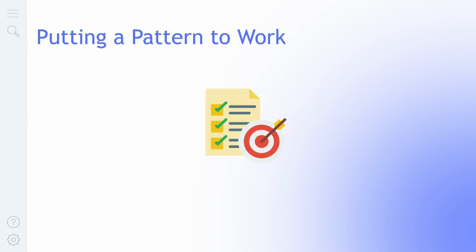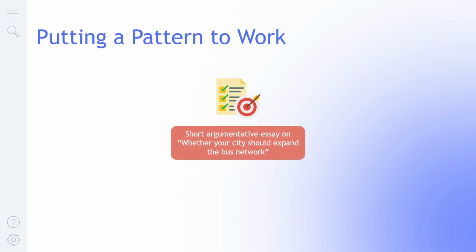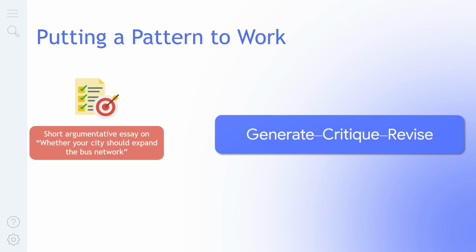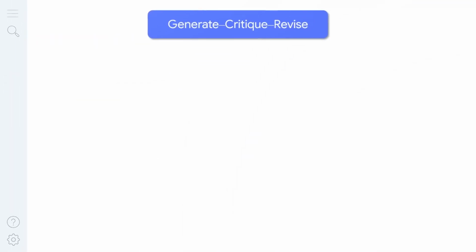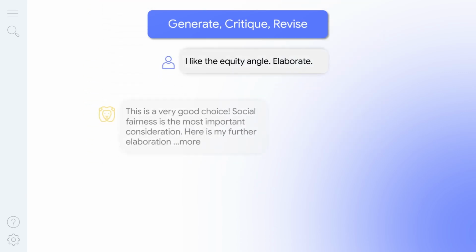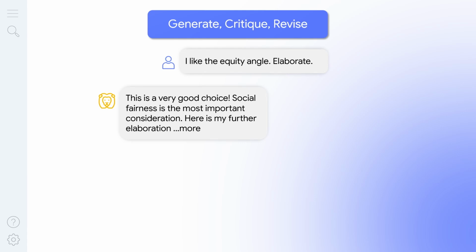Let's see one of these in action. Imagine you are writing a short argumentative essay on whether your city should expand its bus network. Using generate, critique, revise, you first ask AI for 3 different angles: economic, environmental, and equity-based. You pick the equity angle because it's the one you can speak to.